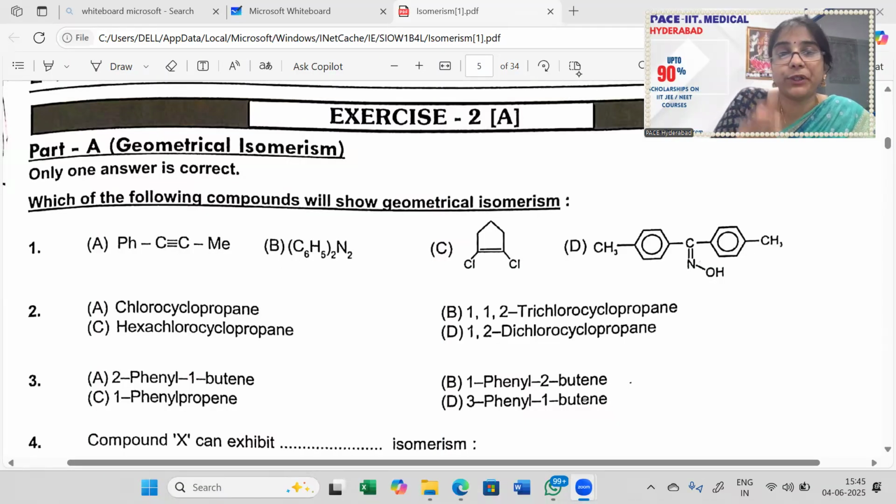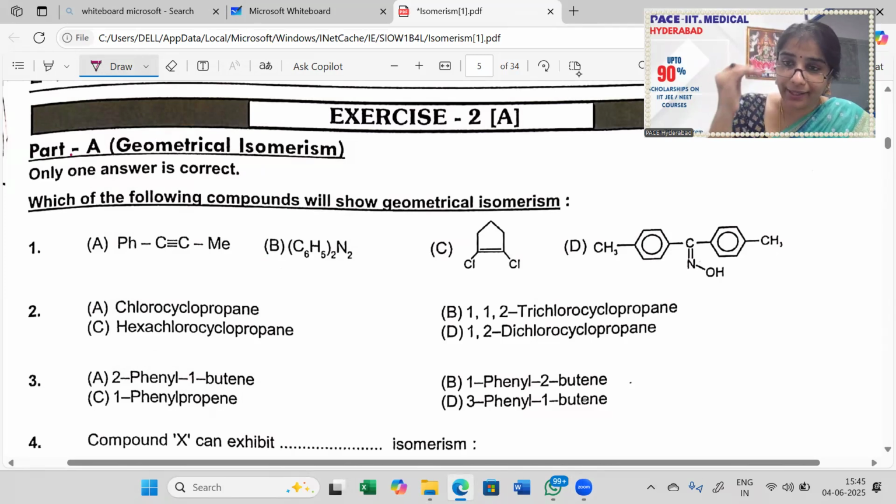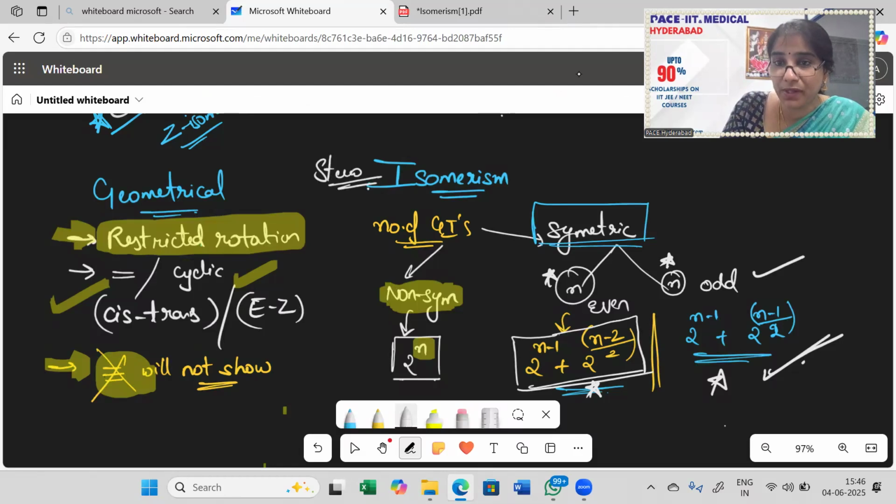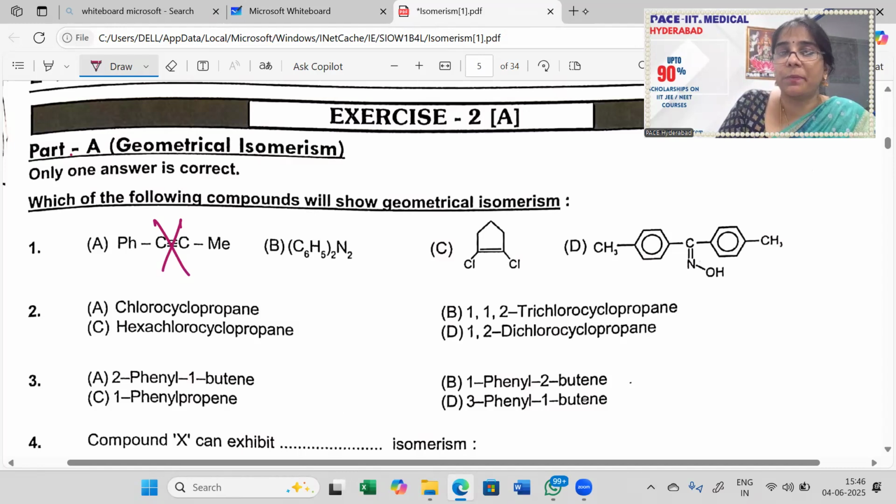So, the very first question: which of the following compounds are going to show geometrical isomerism? The most important point for geometrical isomerism is to find the restricted sites, and then check whether the restricted carbon is attached to two different groups or not. If you check that, then you're half done. Triple bonds, as we have just seen in the conditions for geometrical isomerism, will not show it. So option 1 is wrong.